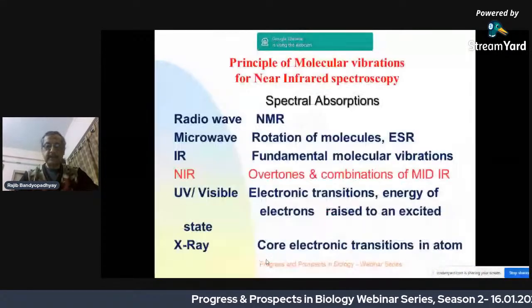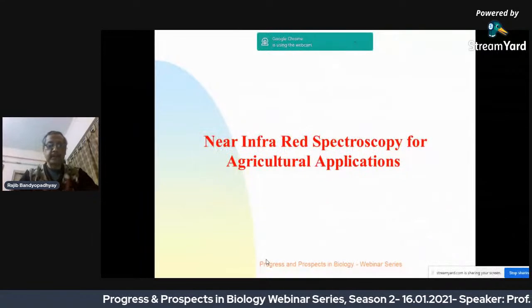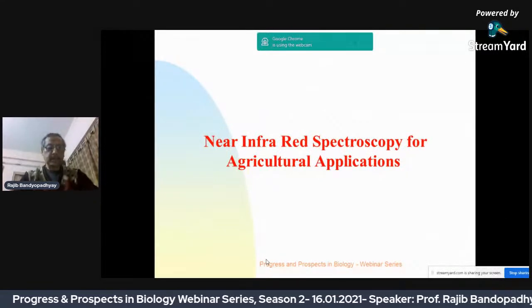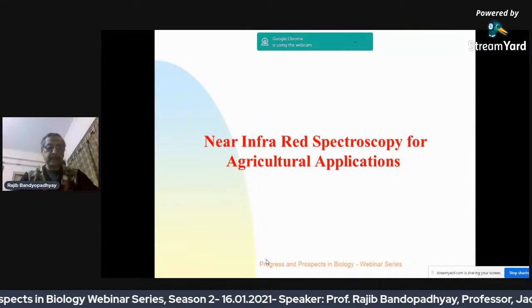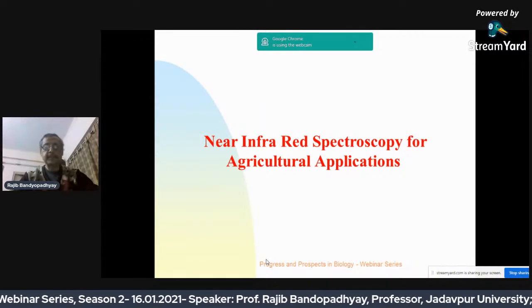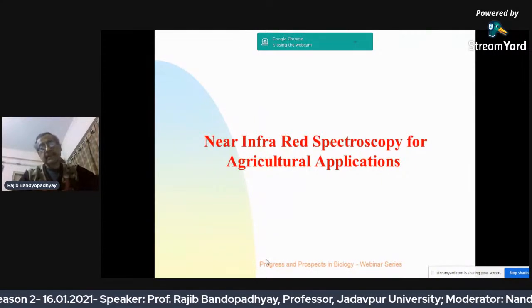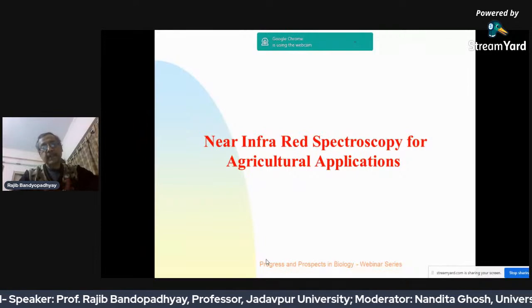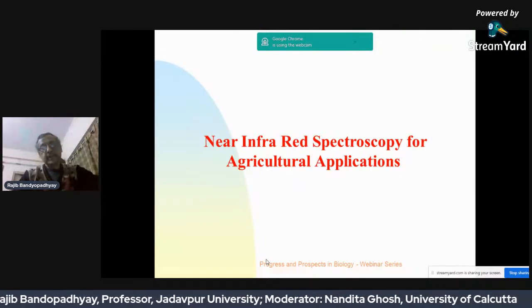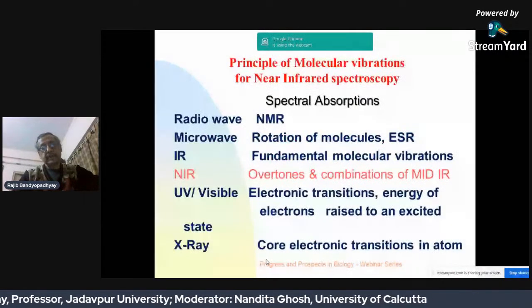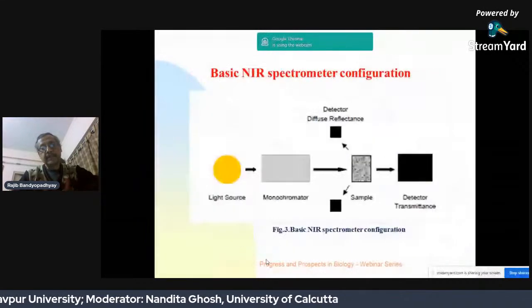Another area where we are exploring, and which can also be used for many biological applications, is, for example, NIR spectroscopy for agricultural applications. For this, we have developed one machine. I'm just showing you the machine, what we have done with Toklai.